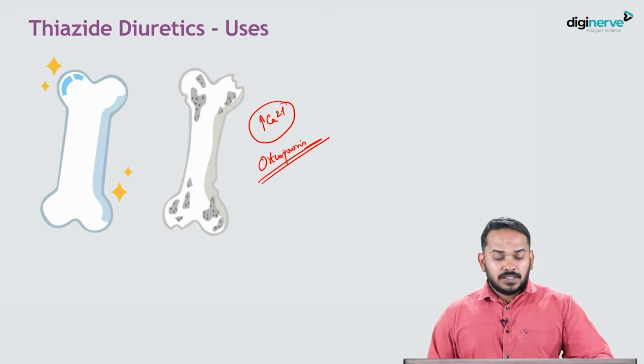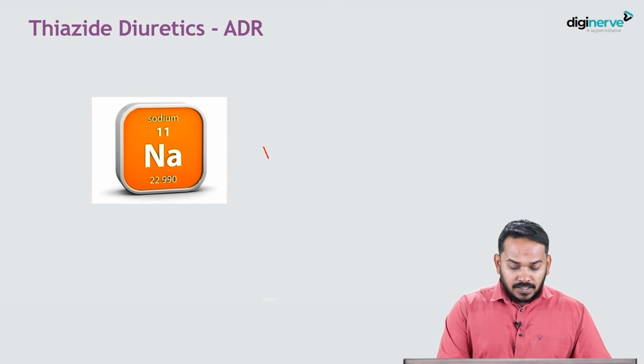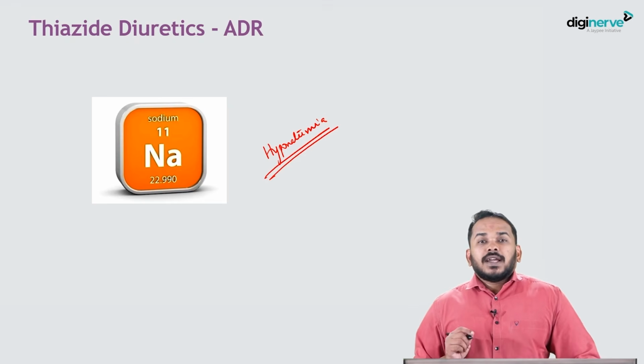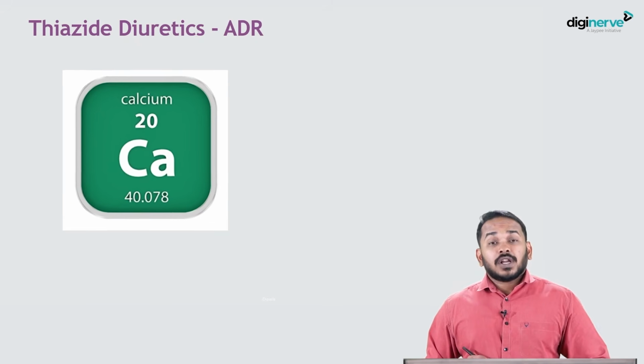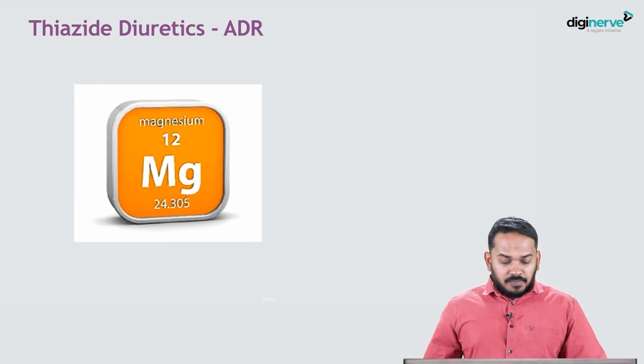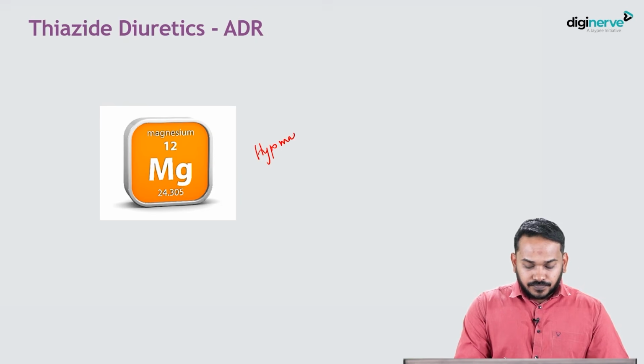So we will see what are the adverse effects of thiazide diuretics. Thiazide diuretics increase the urinary excretion of sodium that can result in hyponatremia. Thiazide diuretics increase the reabsorption of calcium and this can result in hypercalcemia. Thiazide diuretics reduce the reabsorption of magnesium. This can result in hypomagnesemia.